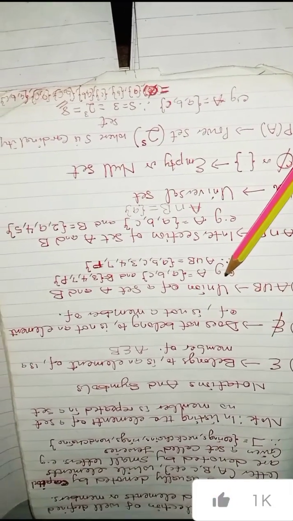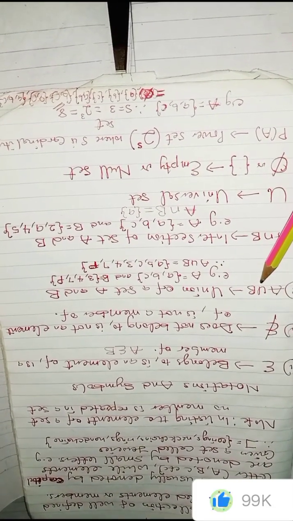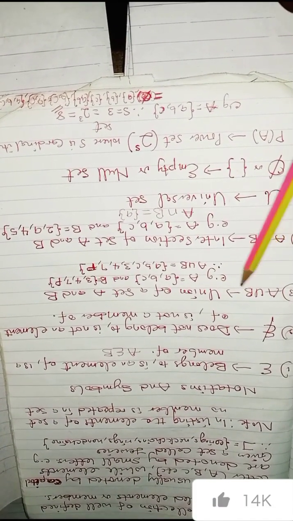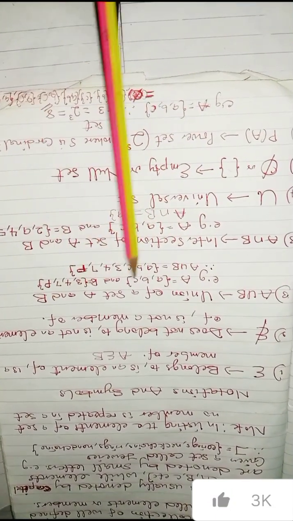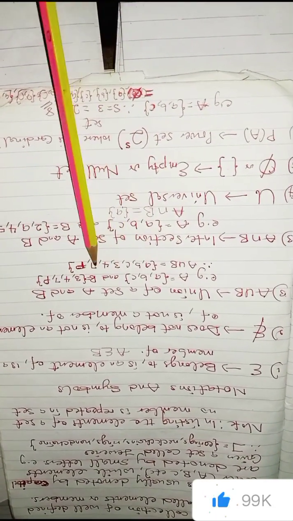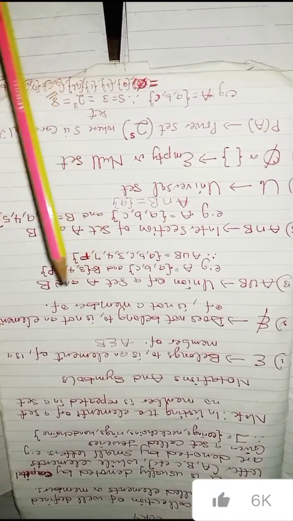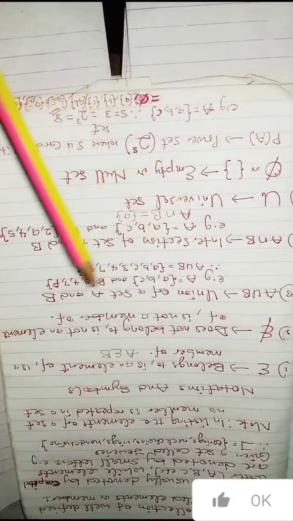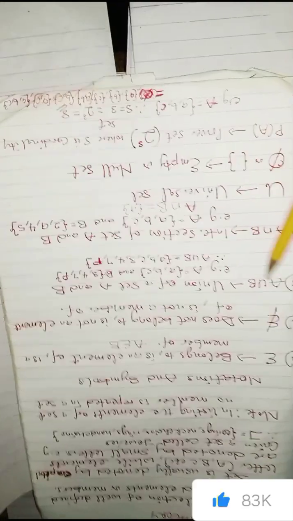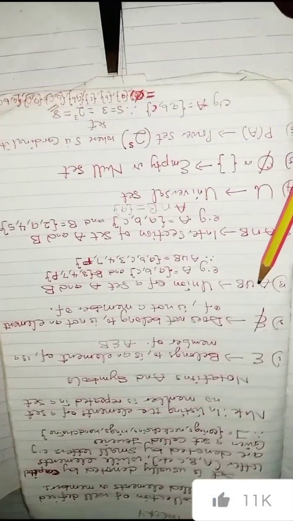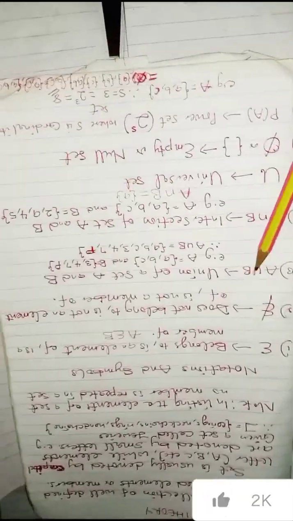Then we'll go quickly to the third notation. We have A union B, the union of sets A and B. It means bringing all the elements in A and B together. For example, we say marriage is the union of man and woman coming together. So that is how it is. A union B.